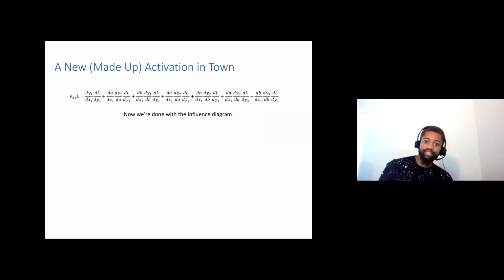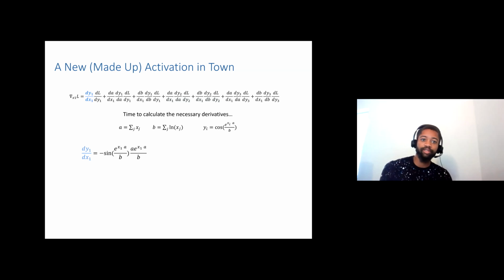So we're done with the influence diagram. The whole point of that was to get these different terms. And now it's time to calculate the necessary derivatives. So here are the equations from earlier. We're going to need those to calculate these derivatives. We're going to calculate dy1/dx1 from our specification of y sub i. Then we don't have to calculate dL/dy1 because the loss is computed somewhere later on, so this is not really in our domain for this activation function. dA/dx1 we're going to calculate. dy1/dA we're going to calculate.